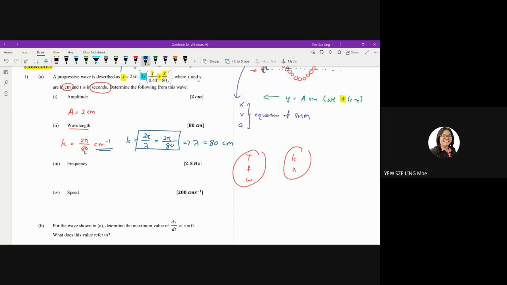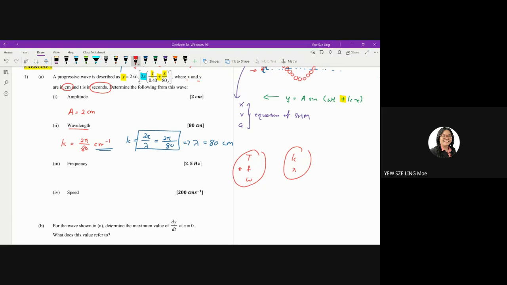Okay, so next one, frequency. So we have A, we have k. Now we want to determine the frequency. If you look at the information that I gave you just now, frequency is coming from another family. So if you're given t, you can determine frequency. If you have omega, you can determine frequency.